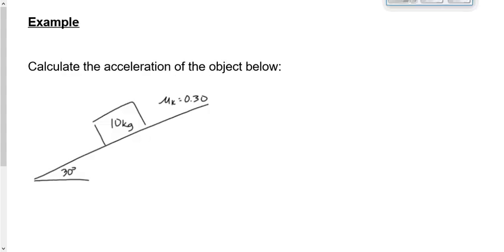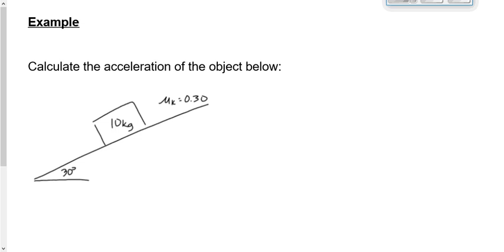Have a look at this one. This one's taking it up a step. This time we have an object on a hill, an inclined plane, 10 kilogram object, just like we have had in the past, right? Except that this time there's a coefficient of friction. It's kinetic friction, moving. Coefficient of kinetic friction of 0.30. We want to find the acceleration of this object. I want to give you a few minutes on your own to try to find that, see what you can do, and then we'll do it as a class after you've had a legitimate chance to do it yourself.